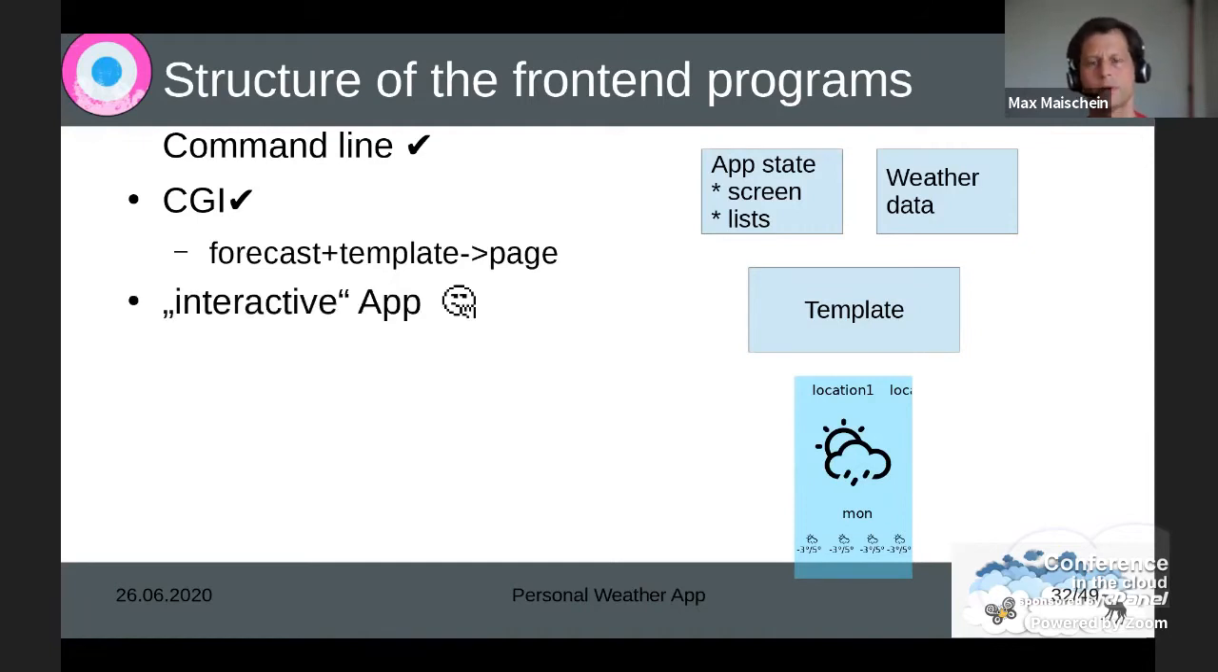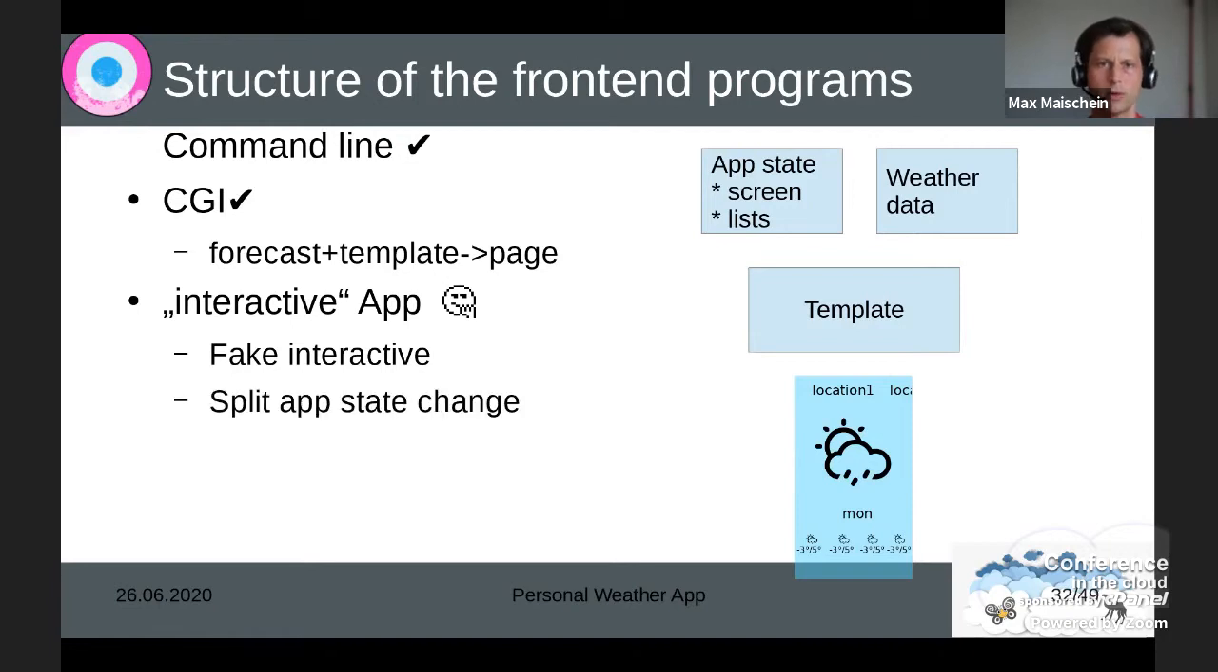And for the interactive app, we can fake the interactivity by separating out the state logic again from the weather data, and then instead of updating what we display, we can again re-render the complete page template as long as the JavaScript application has the template included in itself.